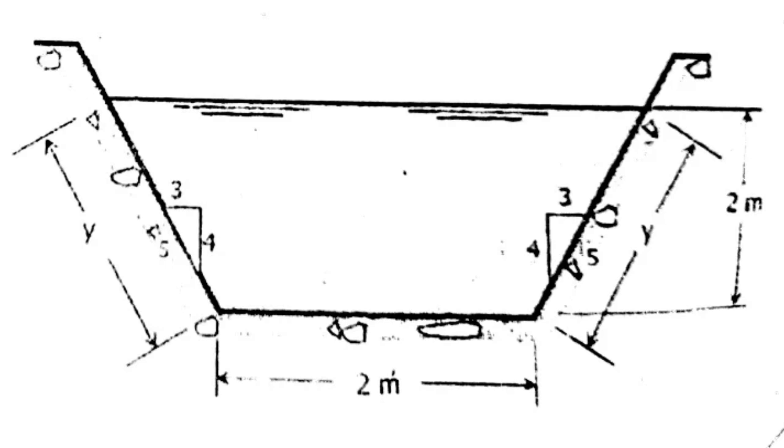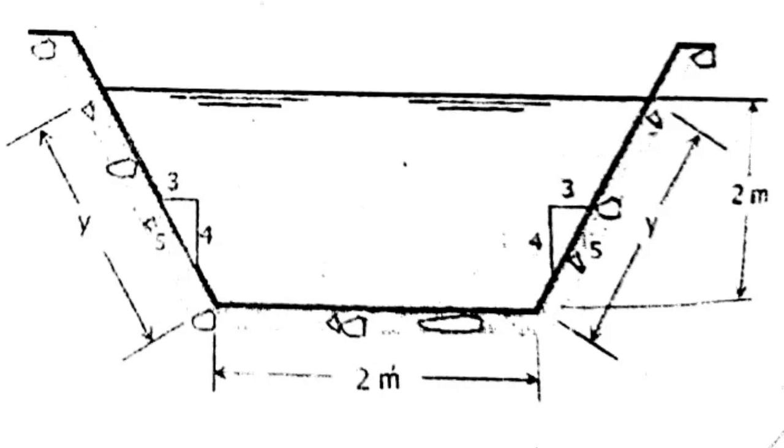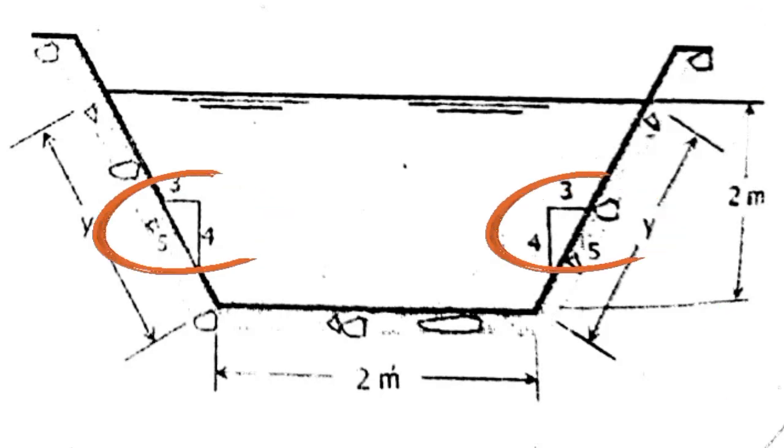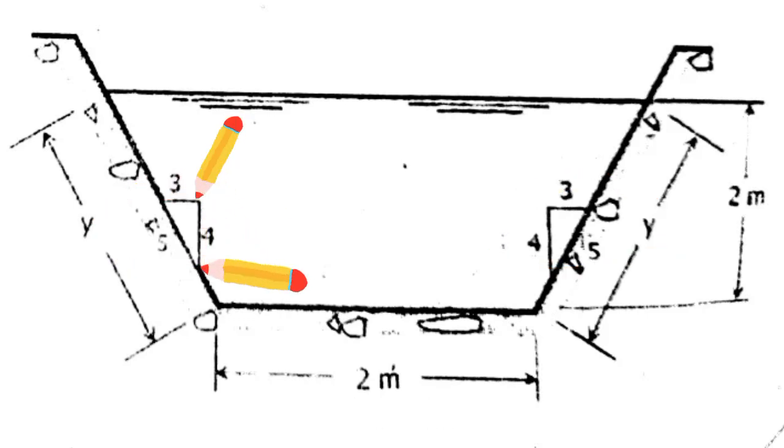Imagine that this is our trapezoidal concrete lined canal. So we have here the base width, which is 2 meters, and also the depth of flow y, which is 2 meters also. This is the vertical distance from the bottom to the water surface. We also have the side slope z, the horizontal distance per unit vertical rise of the side slopes, given as 3H to 4V. This means for every 4 units of vertical rise, there is a 3-unit horizontal distance. So the side slope ratio z is equal to 3/4.